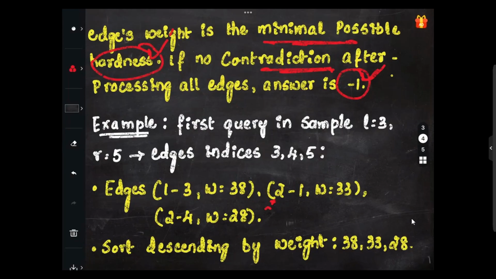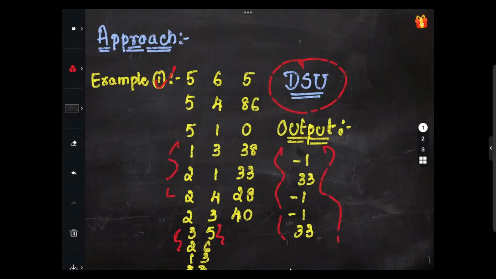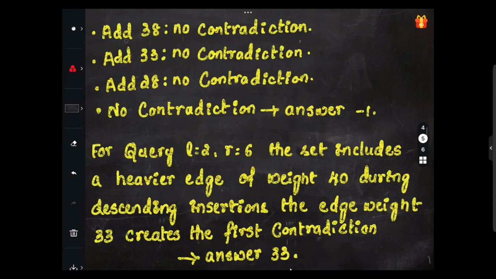So for the first query in the sample, we are considering this one. Give me a second here. What was the first query? Basically this one, right? So this is the first query, 3, 5, right? 3, 5. So let me move on with the same here.